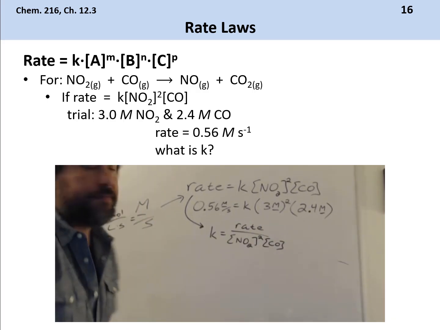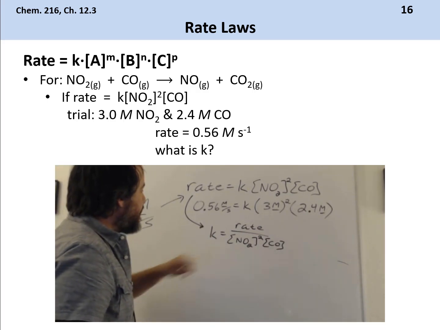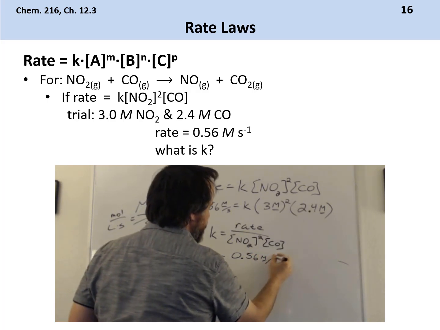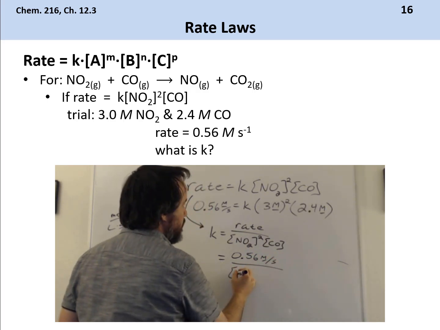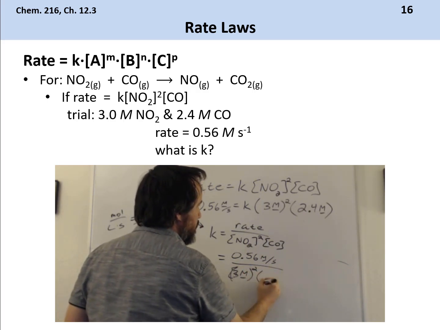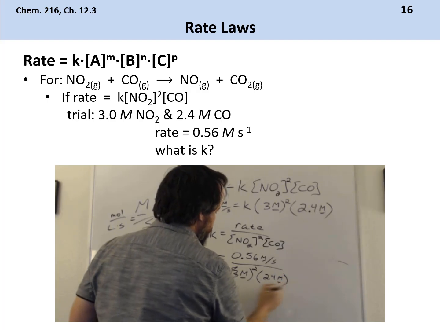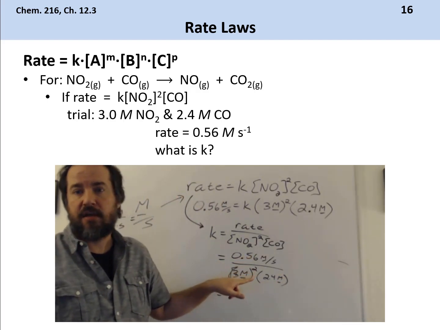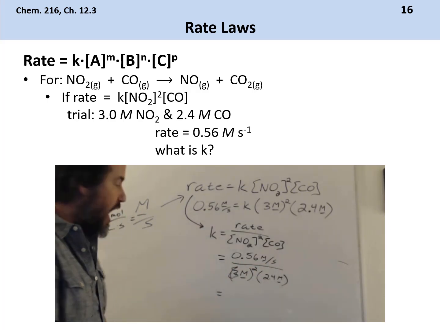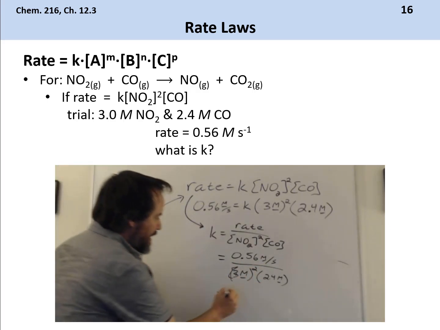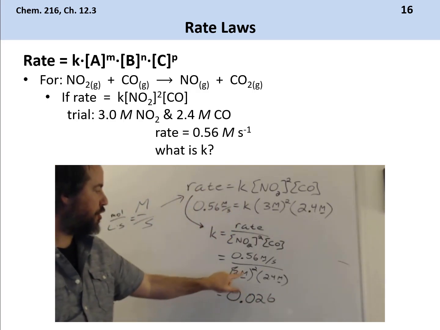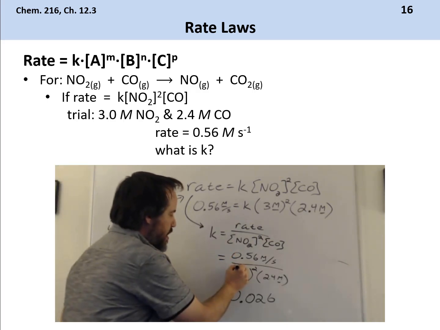Okay. Now, if this is the case, I can plug all these in. Okay, I have 0.56 divided by 3 squared and divided by 2.4. That's going to get me 0.026. Okay, make sure you square this number.